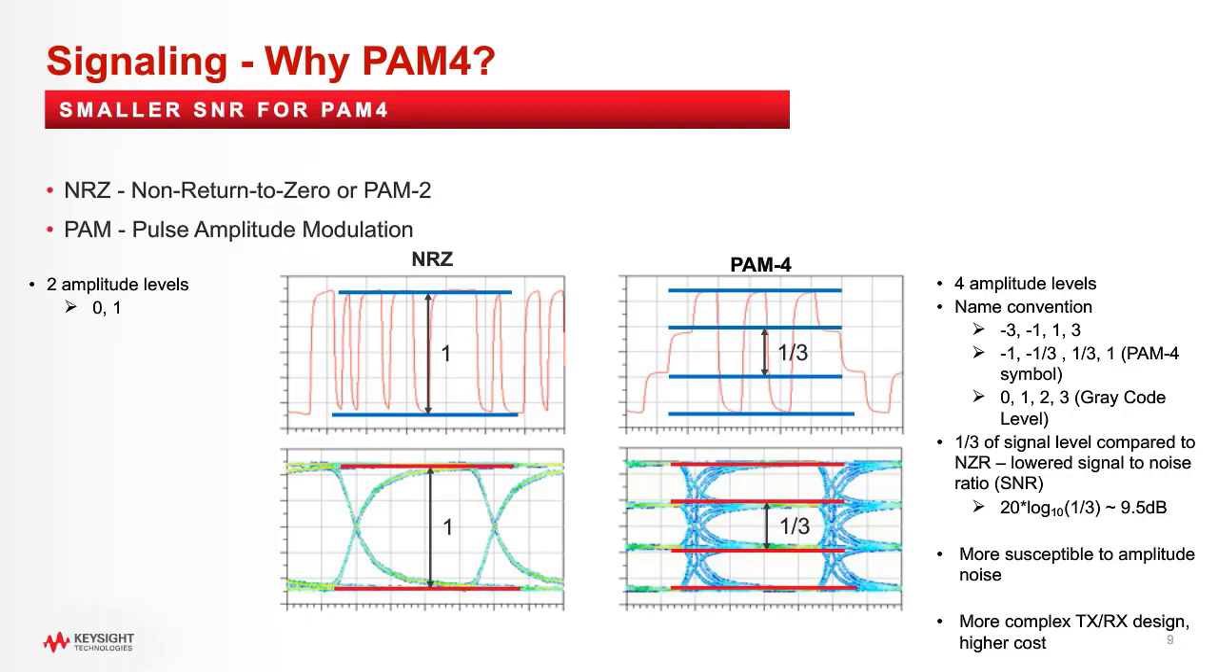In other words, the system is more susceptible to the amplitude noise. In addition to it, the transmitter and receiver designs get more complex, so that the cost of designs also gets higher.